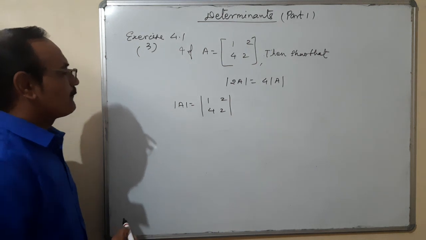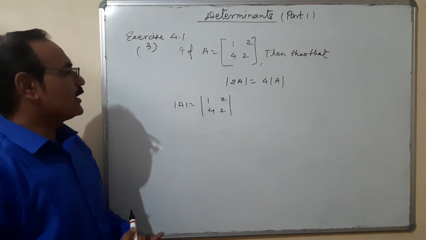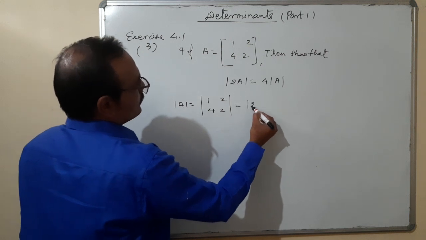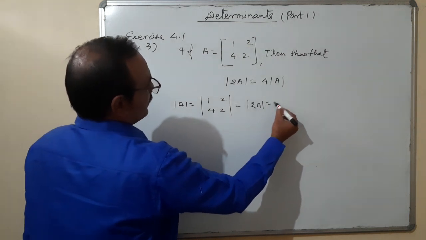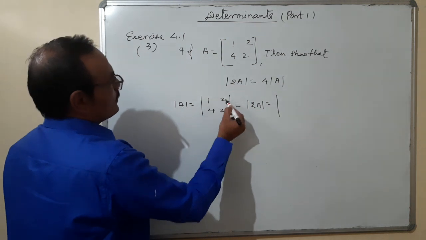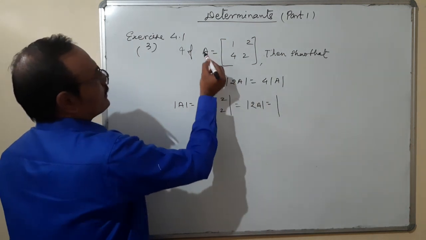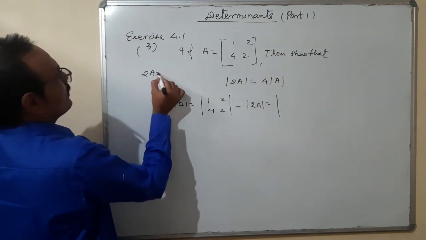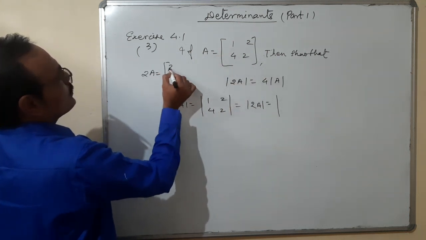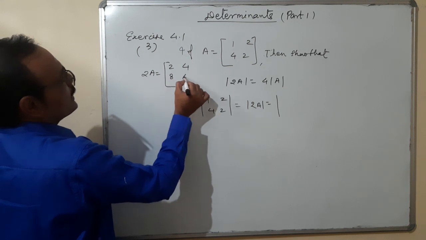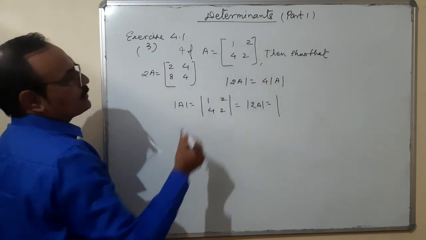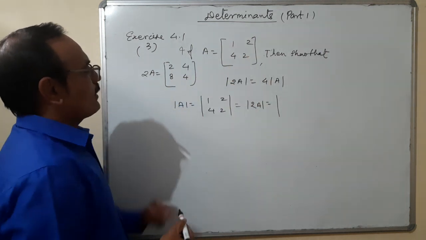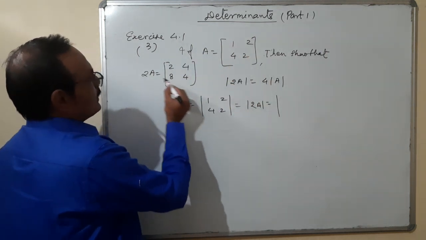Okay. This is A. If I am going to find the value of determinant of 2A, so what should I do? For 2A, I will multiply 2 to all the terms, like 2 multiplied to each and every element. So 2A is equal to the matrix 2, 4, 8, 2 (each element doubled). So now we are going to find the value of 2A.